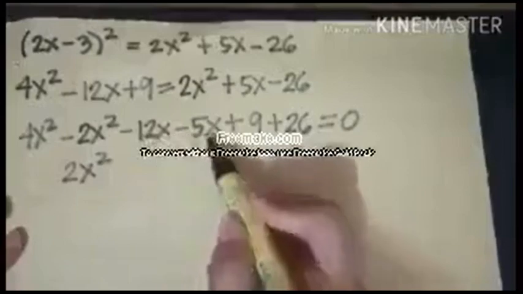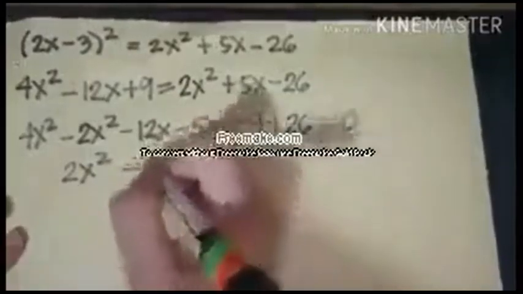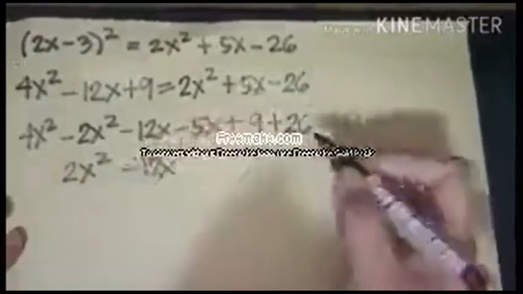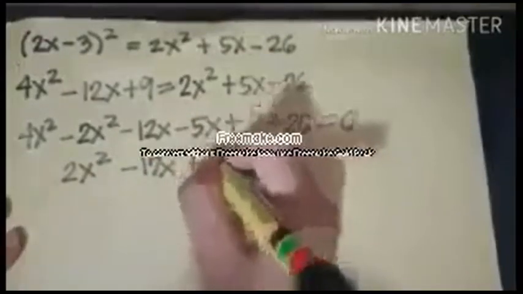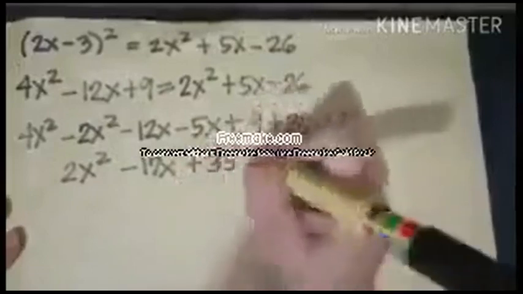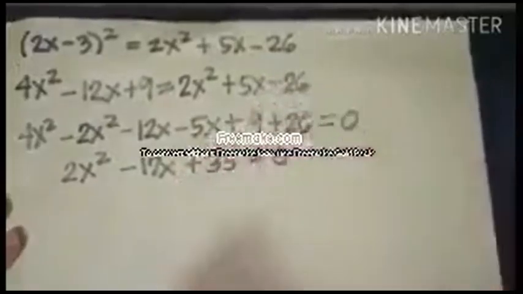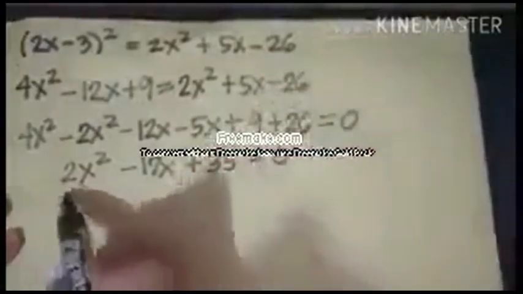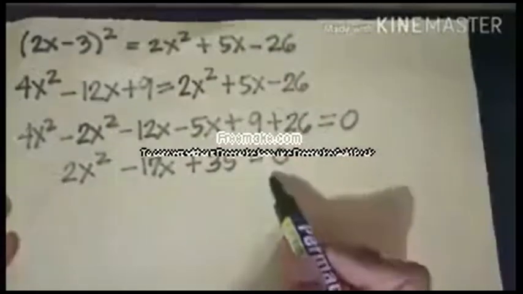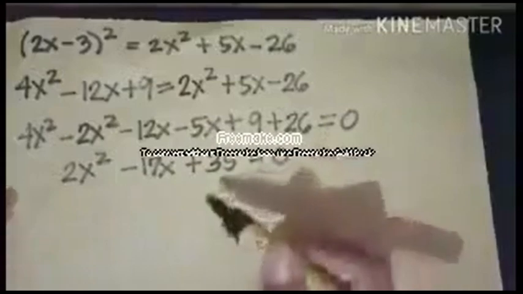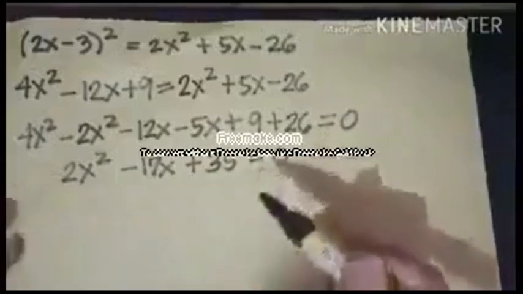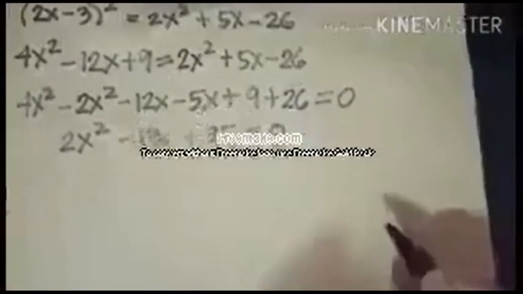Negative 12x minus 5x is negative 17x. Then you have 9 plus 26, so you have positive 35. So equal to 0. So, eto na ngayon yung standard form ng ating quadratic equation. So, next, isosolve na natin. So, pwede natin gamitin yung x method.